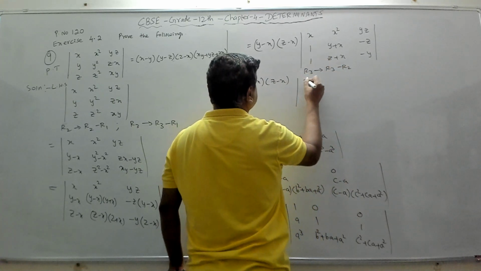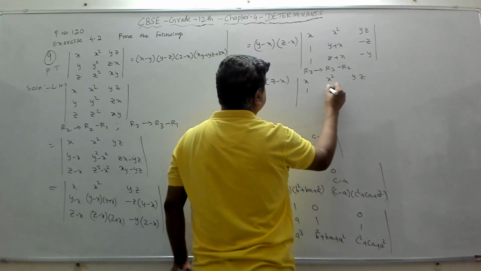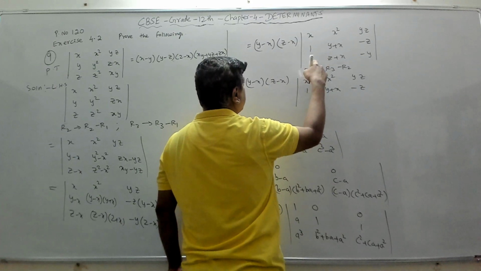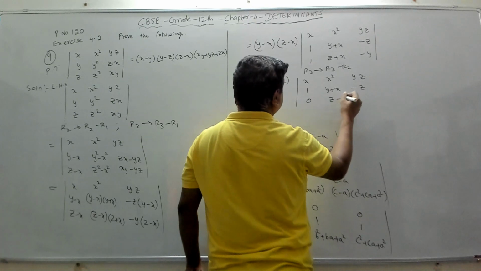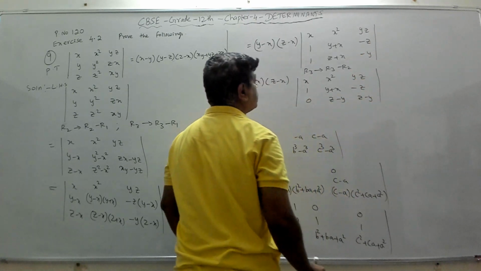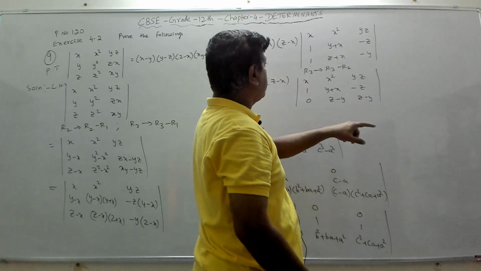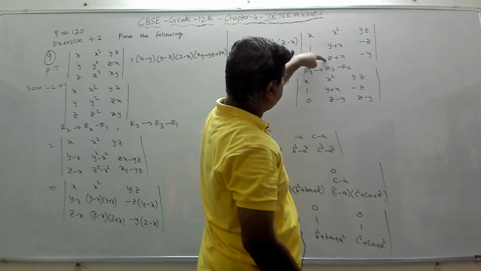So my row 1 no change, x square y z. My row 2 also no change. My row 3 will become row 3 minus row 2, 1 minus 1, 0. Then this minus this, you get z minus y. Then this minus this, you get z minus y. Fine. We do this minus this, it will become z minus y. This minus this, z plus x minus y plus x will give z minus y.